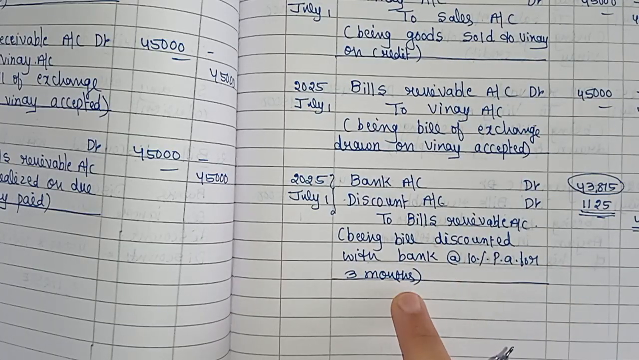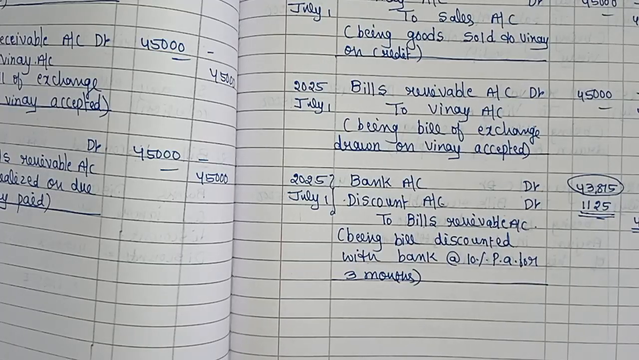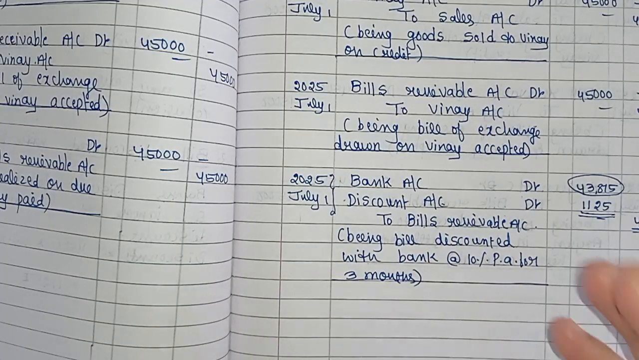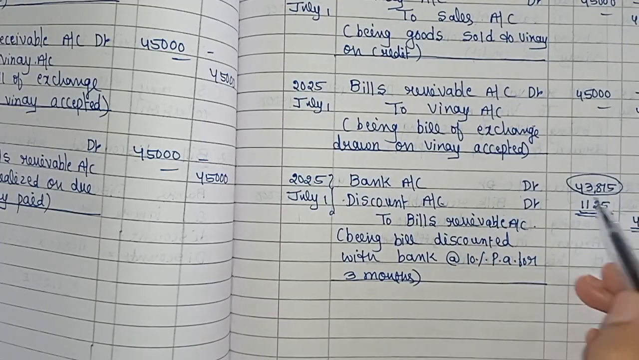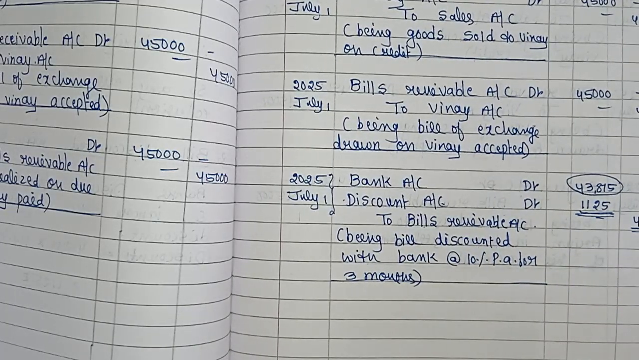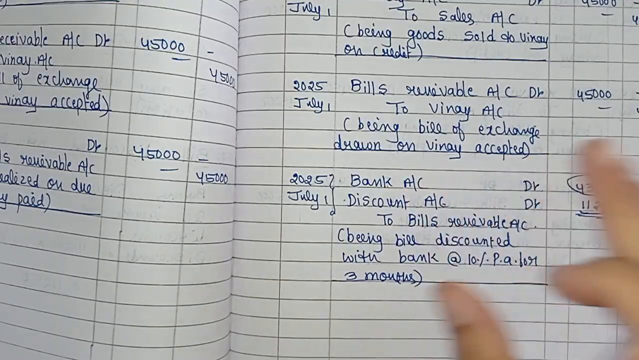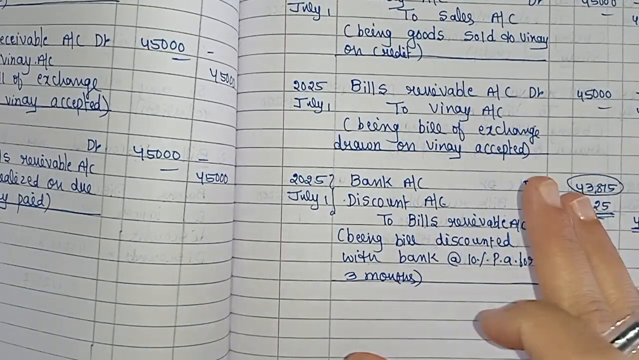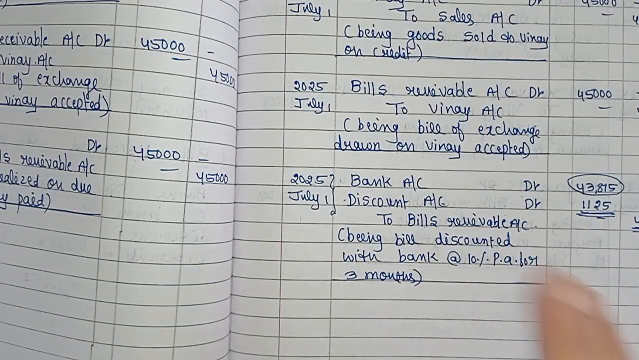So remember, whenever the drawer discounts the bill with the bank, he will not get the full amount from the bank. Clear? The bank gives him the bill amount after deducting some interest. In our case that is 1125 and he will get only 43,875 rupees, not 45,000. And the bank will collect the full amount from Vinay on the due date, meaning from the drawee on the due date. Clear? This is the journal entry in the books of Rohan.